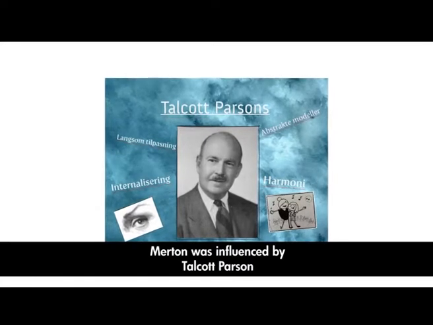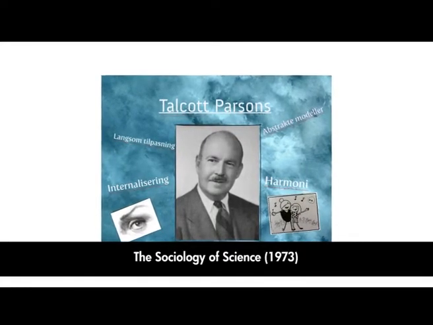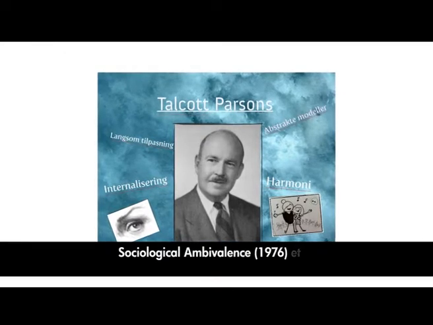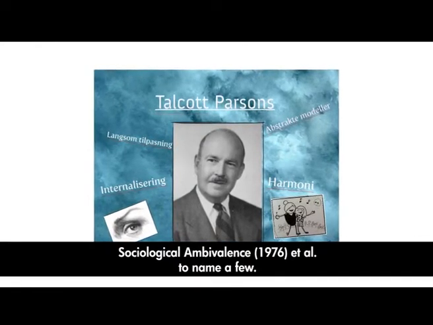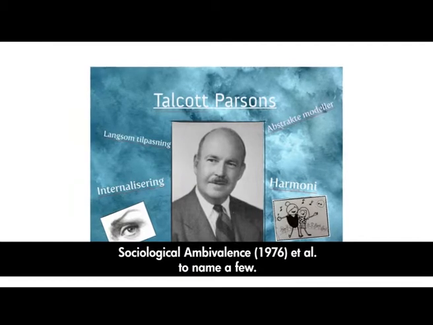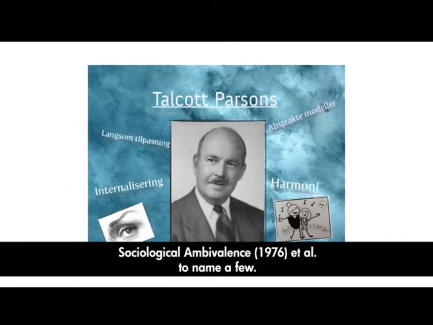Anomie, the state of normlessness, arises when there is an acute disjunction between the cultural norms and goals and the socially structured capacities of members of the group to act in accordance with them. That means someone is behaving strangely and not like normal human beings. Merton was heavily influenced by Talcott Parsons and has several publications like The Sociology of Science 1973, Sociological Ambivalence 1976, and others, to name a few.